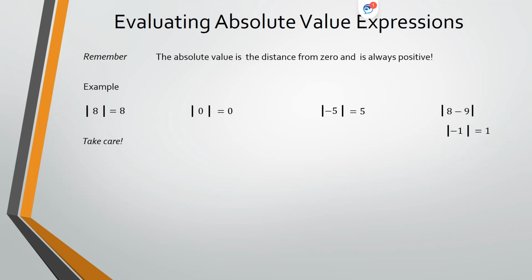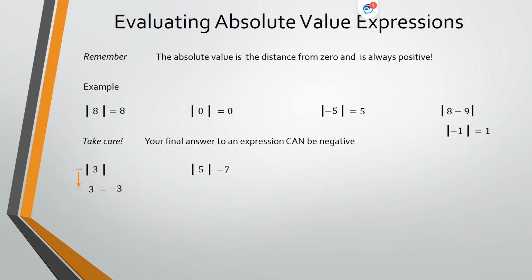Now please take care, because your final answer to an absolute value expression can be negative. For example, negative absolute value 3. The absolute value of 3 is 3, but we must remember to drop down the negative. So negative absolute value 3 is minus 3.